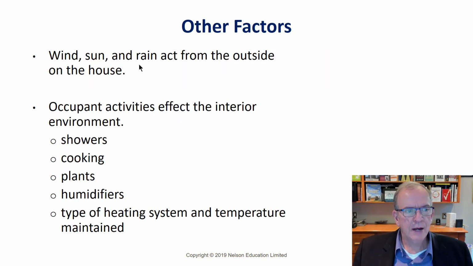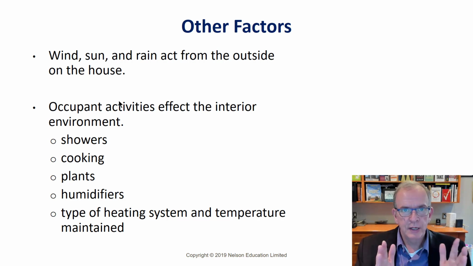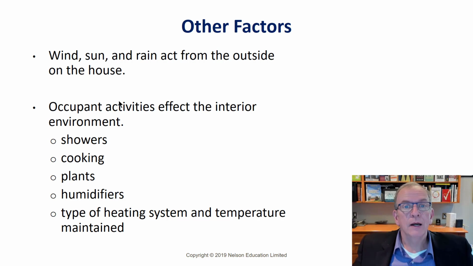Wind, sun, rain act from the outside of the house. And of course, very humid times of the year. We talked in an earlier lecture about moisture content and how wood expands and contracts. And when it's really humid for a number of weeks, like in this hot summer, a lot of rain, you get that expansion because of the humidity levels. Well, you know what? How people live in the house can have a big impact too.